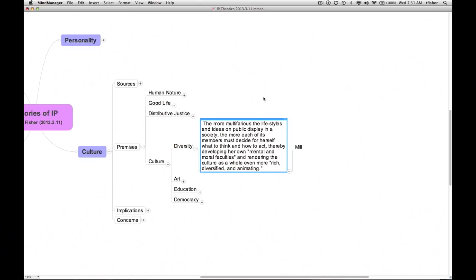The more multifarious the lifestyles and ideas on public display in a society, the more each of its members must decide for herself what to think and how to act, thereby developing her own mental and moral faculties and rendering the culture as a whole even more rich, diversified, and animating.